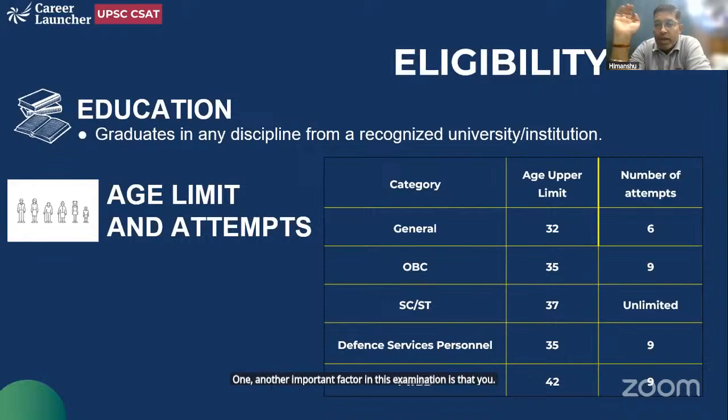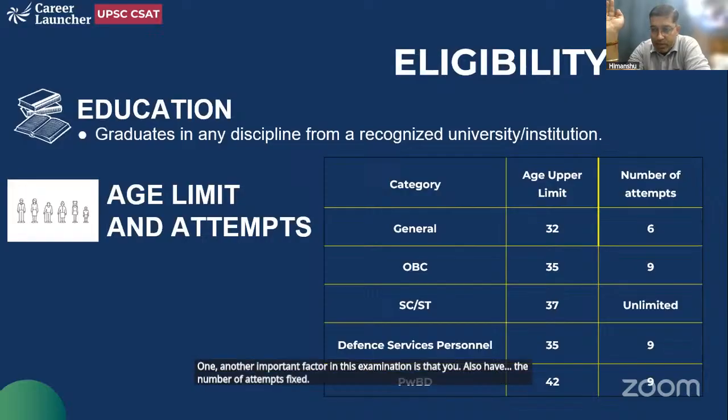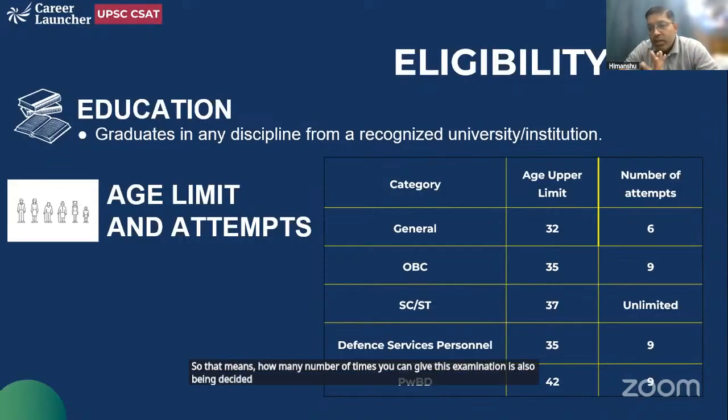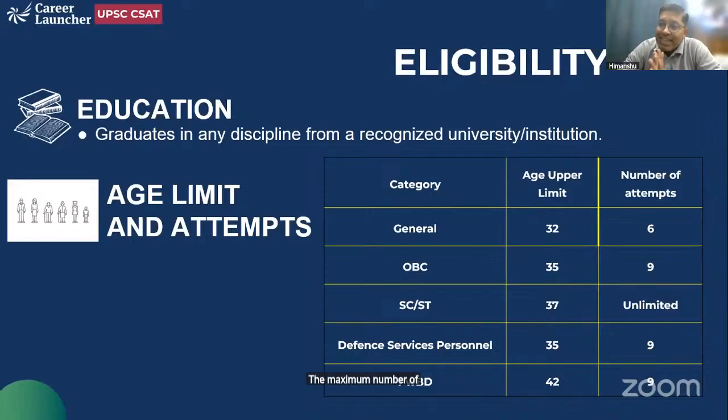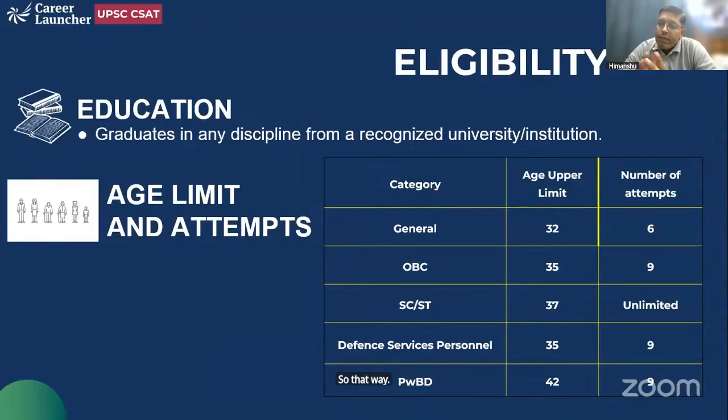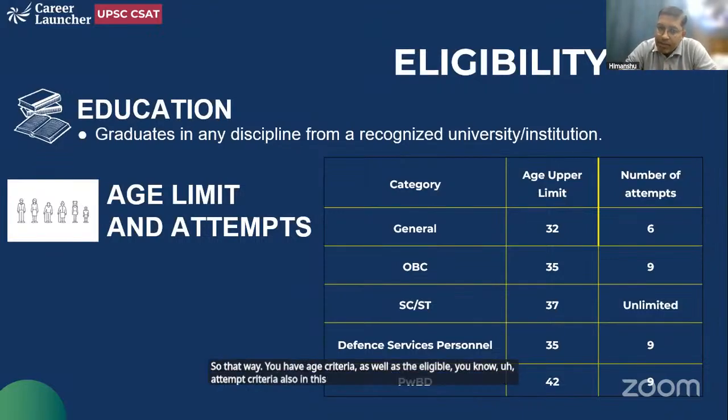You also have the number of attempts fixed. So that means how many times you can give this examination is also decided, fixed, the maximum number of attempts, and it is 6 for a general category student. In case of OBC, it is 9. In case of SC, ST, it is unlimited till the time the age criteria is there. So that way, you have age criteria as well as eligible attempt criteria also in this examination.